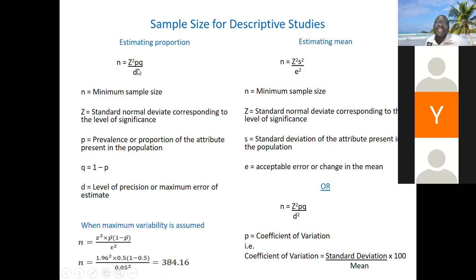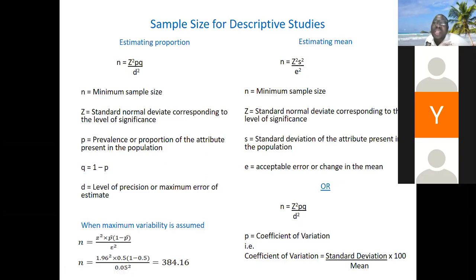So this one is already standardized because the Z is a ratio. It has no unit. The P is a ratio. Q is a ratio. D is a ratio. Either decimal or percentage, they are ratios. They have no unit. But when you come to this one for the mean, this Z here is a ratio, the standard normal deviate. But the S here is the standard deviation. The size of it depends on the unit of what you are measuring. If it is weight, the standard deviation will be around 15, 20 kilograms. But if it is height measured in meters, it will be 0.2. If it is distance in kilometers, maybe the standard deviation will be 150 kilometers. The mean will be 1,500 kilometers, standard deviation 150 kilometers.